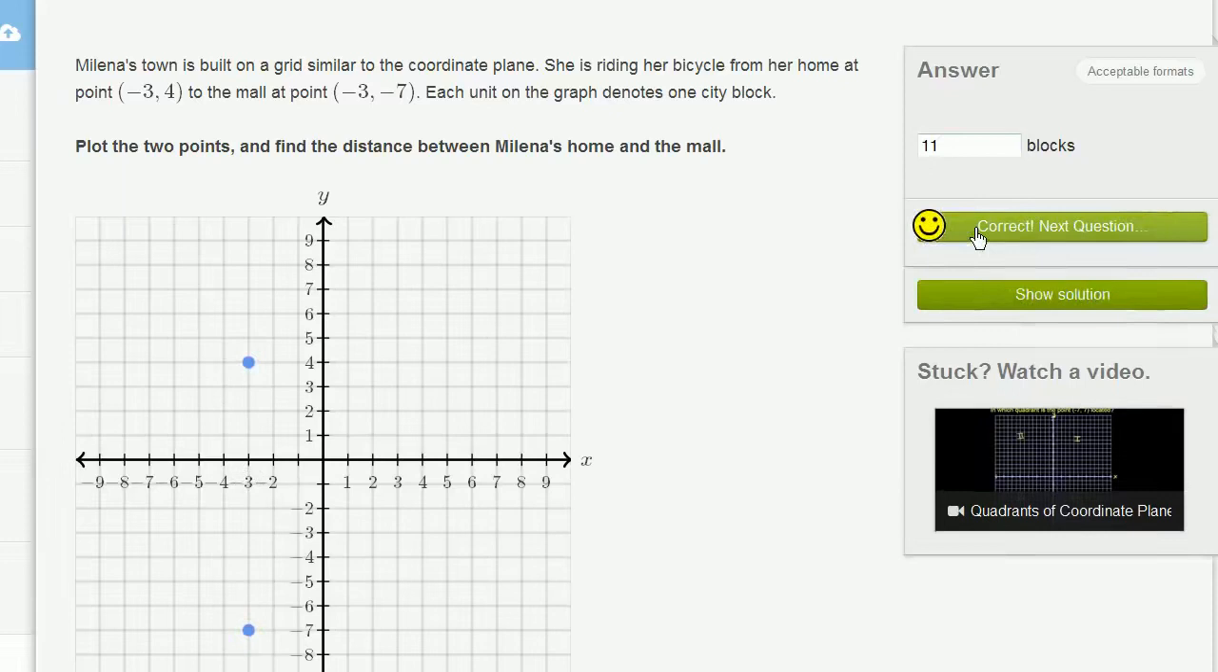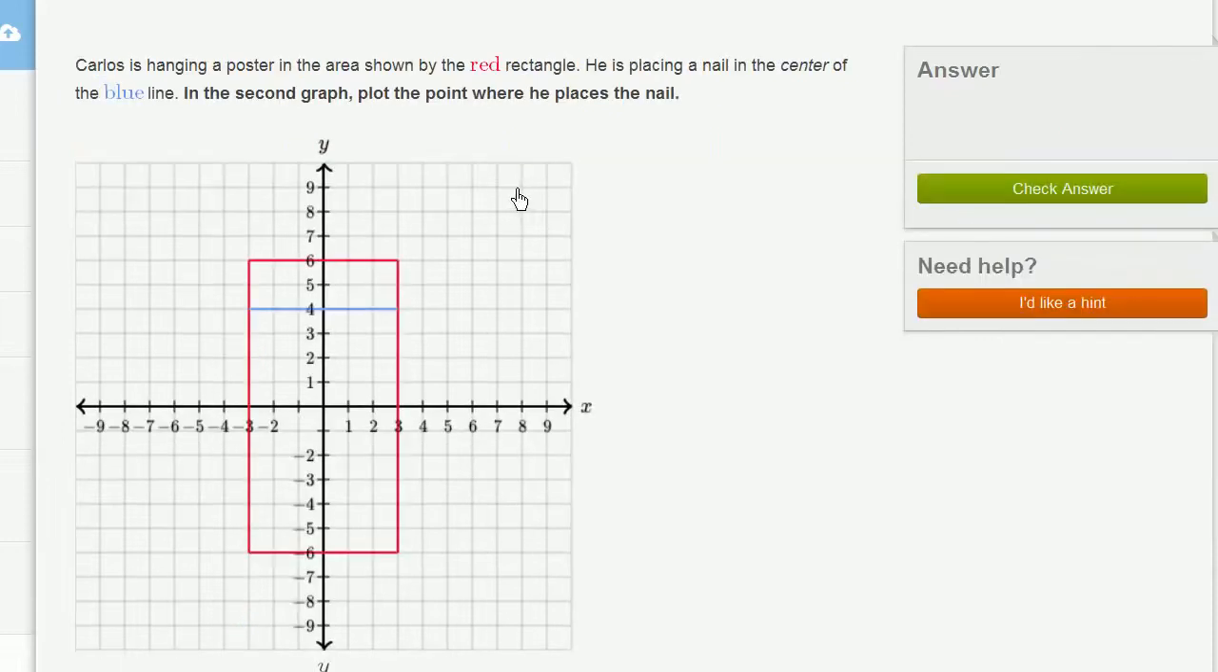Let's do a couple more. Carlos is hanging a poster in the area shown by the red rectangle. He is placing a nail in the center of the blue line. In the second graph, plot the point where he places the nail.